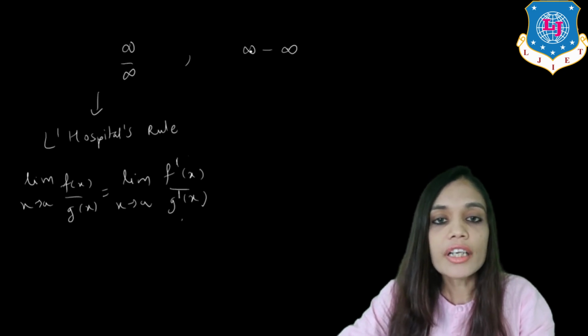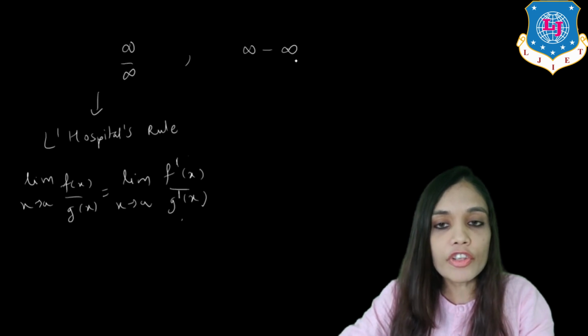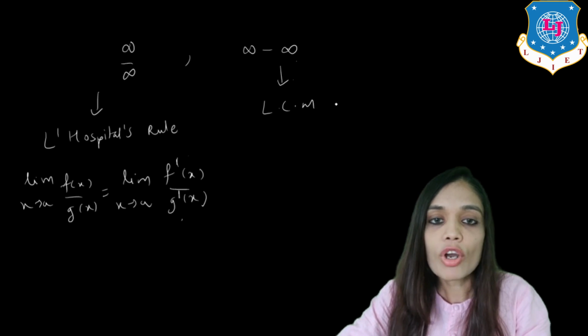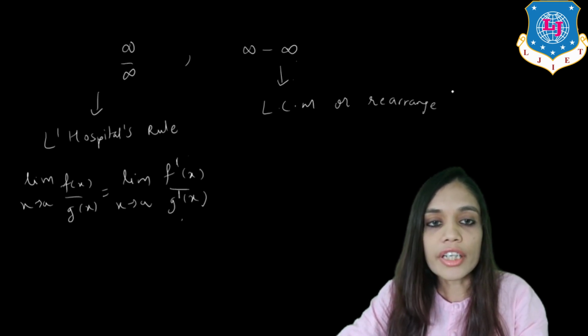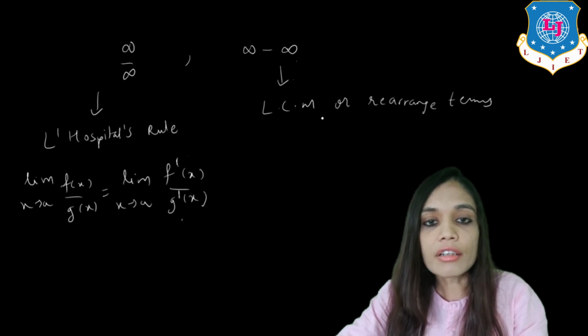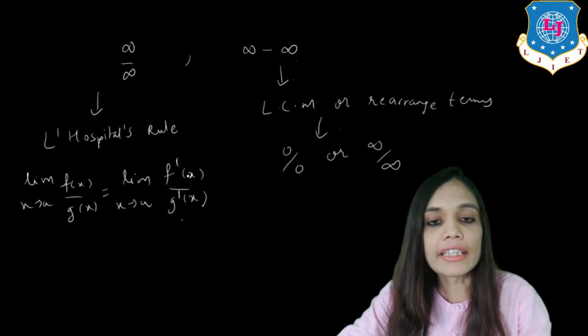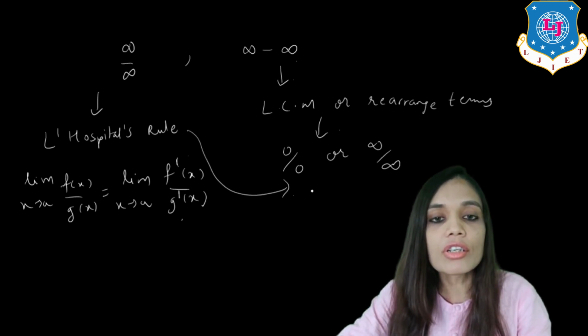Next, you have studied infinity minus infinity form. In this, firstly you have to take LCM or you have to rearrange terms. Rearrange the terms and convert it into 0 by 0 or infinity by infinity form and then apply our L'Hopital's rule. So I hope you understood both the indeterminate forms.